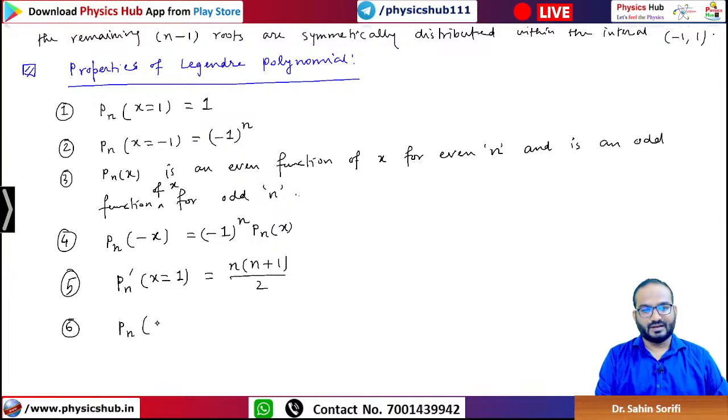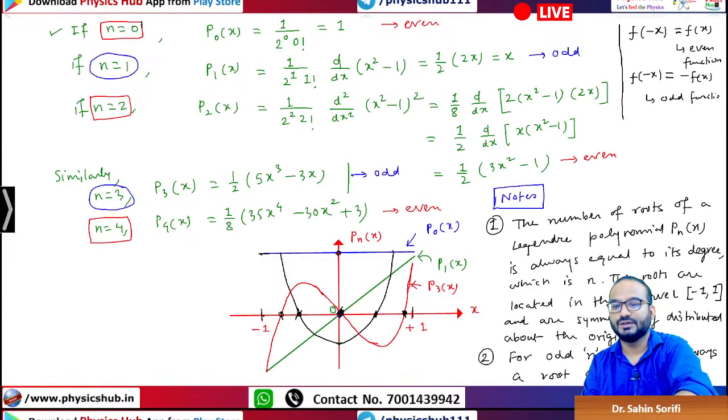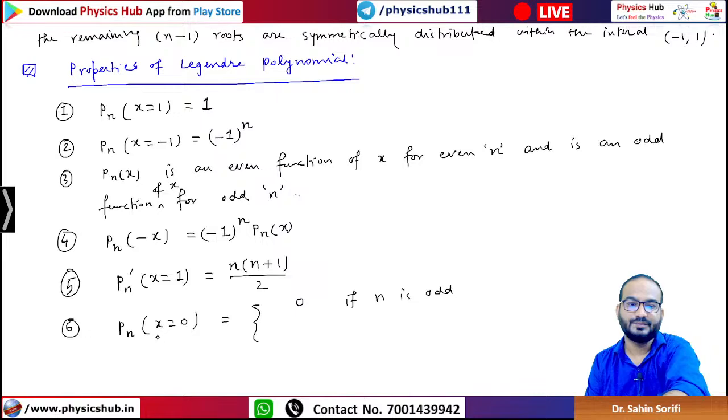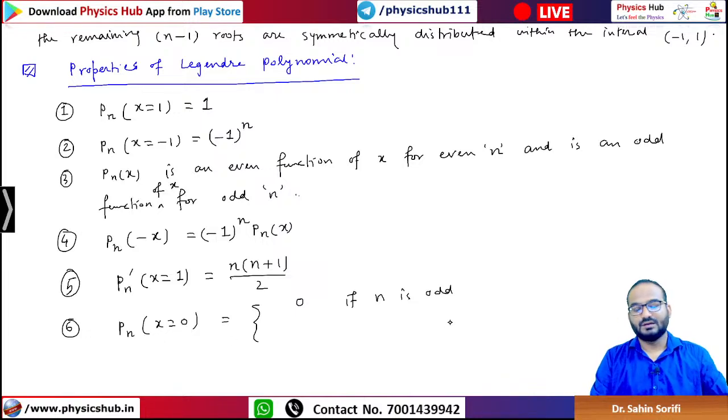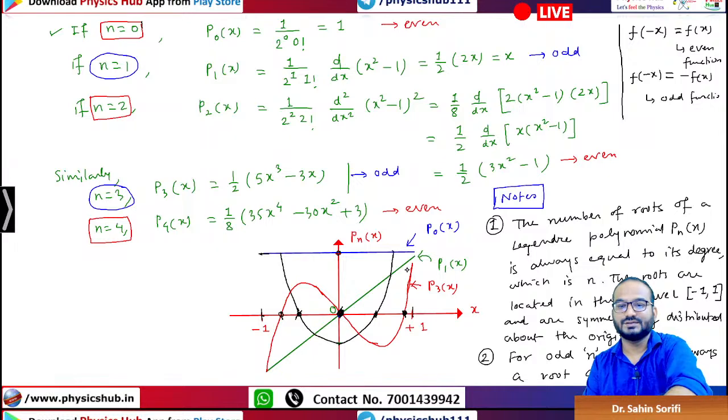Pn at x equals to 0, look, this will be 0 if n is odd, because for all odd functions, as I have already told you, for odd n there is always a root at x equals to 0. So an odd function will always give you a 0 value at the origin. But when n is even, as you have seen for the case of p2x, you get a value of 0.5. For p4x you will get some other finite value.